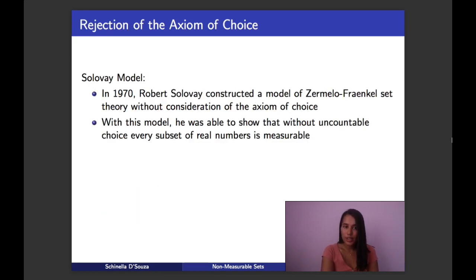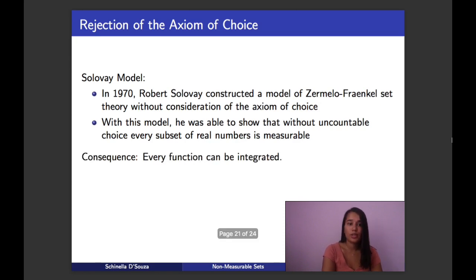In 1970, Robert Solovay was able to show that there is a certain model of set theory where we have no non-measurable sets. This is a model of Zermelo-Fraenkel set theory without the axiom of choice. By this, I mean uncountable choice. There are 9 axioms of Zermelo-Fraenkel set theory, but here we are rejecting the 9th axiom, the axiom of choice.